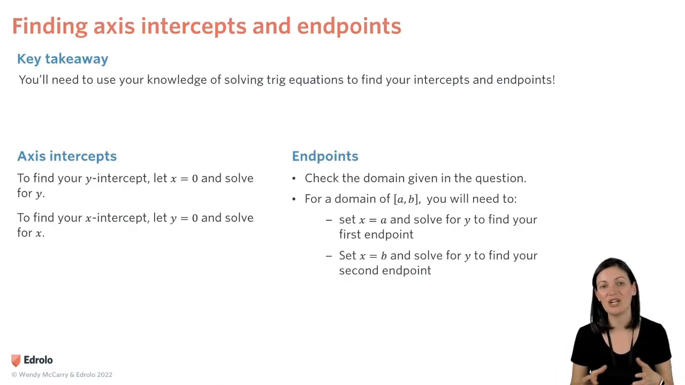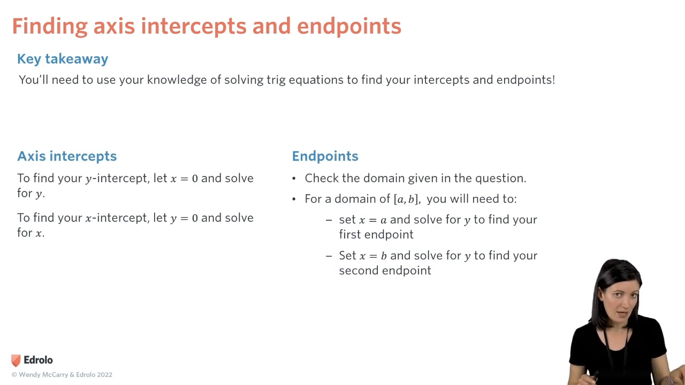Okay, the last stage in sketching a graph is, as with any of your other graphs of functions, we need to make sure that we're labeling our axis intercepts, or our x and y intercepts, and then also our endpoints. To find our axis intercepts, you do this exactly the same way that you find any other axis intercepts for any other function.